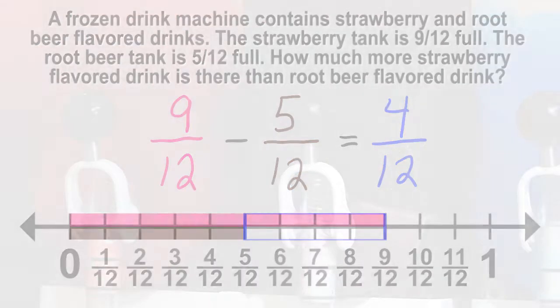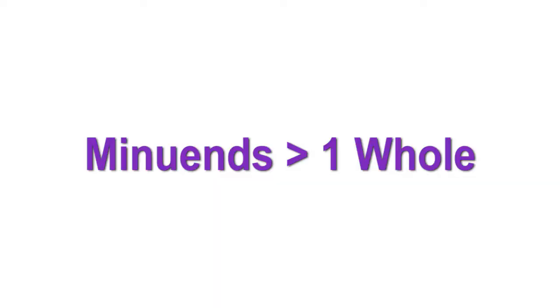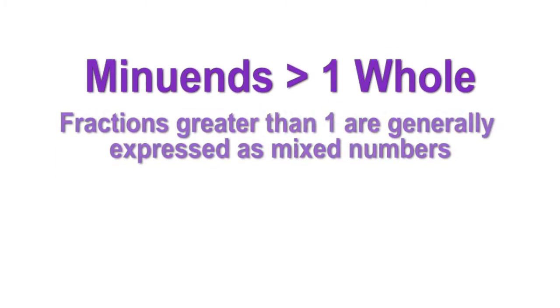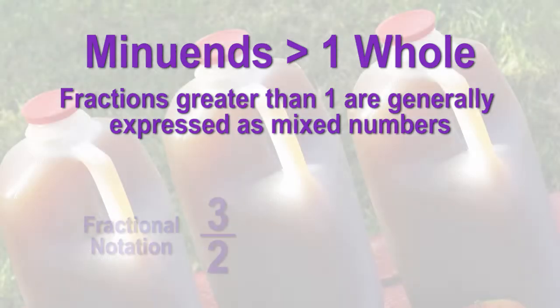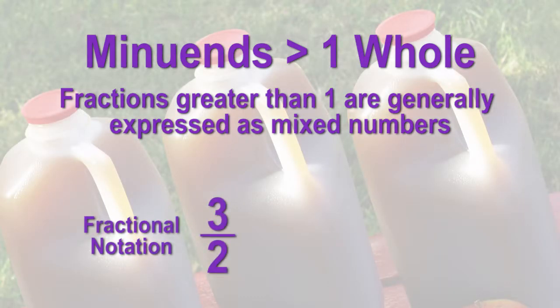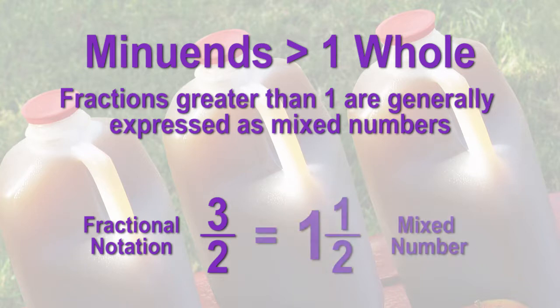For the second part of this lesson, problems will be represented where the minuends are greater than 1 whole. Note that in the real world, fractions greater than 1 are generally expressed as mixed numbers. For example, 3/2 gallons of apple juice is more commonly referred to as 1 1/2 gallons. However, students will not be introduced to mixed numbers until later lessons. Therefore, fractions greater than 1 are written in fraction form instead of mixed numbers.